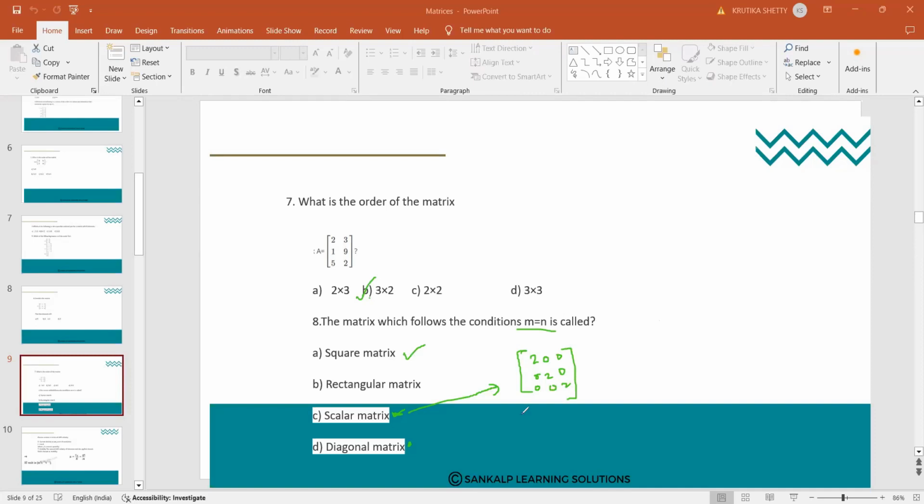Similarly, we have a diagonal matrix. It is also a square matrix, but the diagonal elements will have some value. If all the diagonal elements are the same, then it will be scalar. And if all the diagonal elements are non-zero, then it will be a diagonal matrix. Very important, the identity matrix is also a scalar matrix, in which all the diagonal elements are equal to 1. If all the diagonal elements are equal to 1, then it will be an identity matrix.